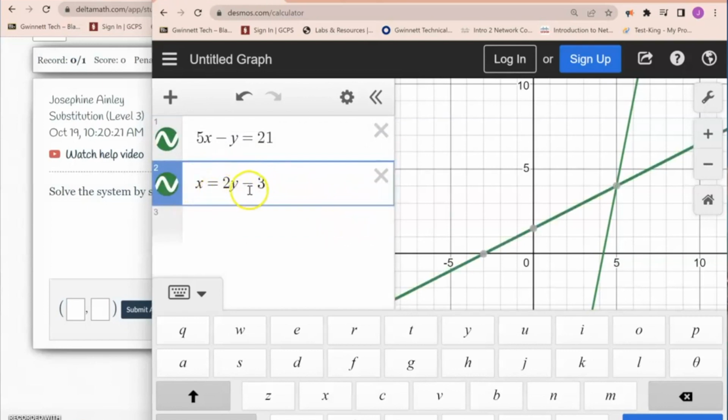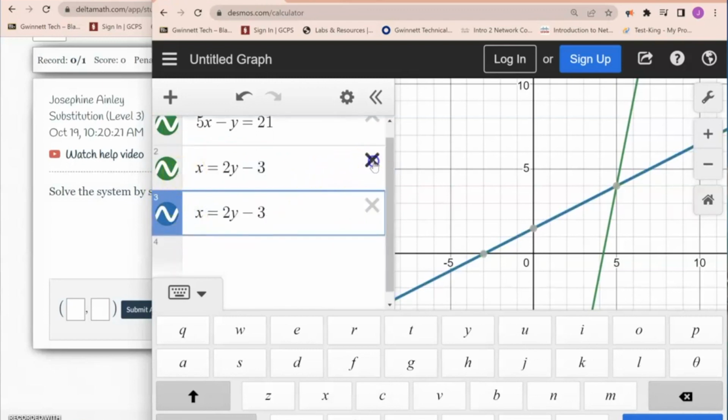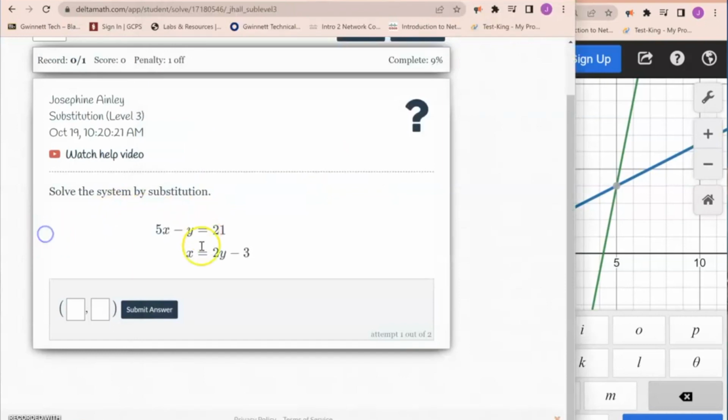All right, then I'm going to make sure it's the same thing. And I don't like that this is the same color, so I'm actually just going to copy again and paste it again. So it's changed the color to blue, and delete that one. All right, so x equals 2y minus 3.